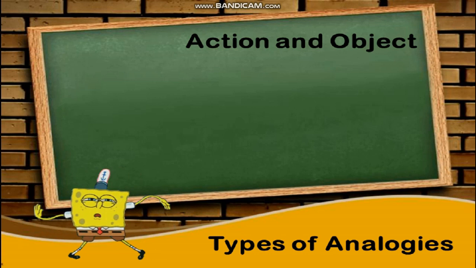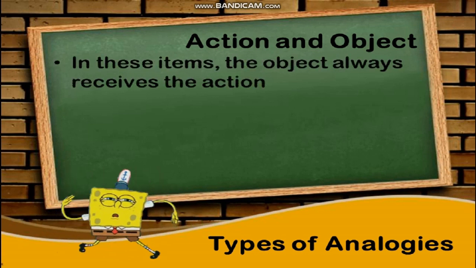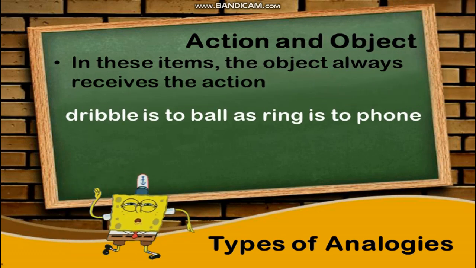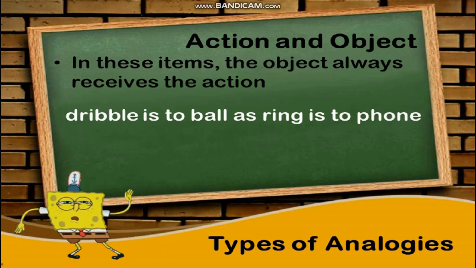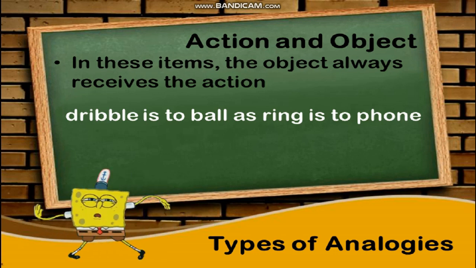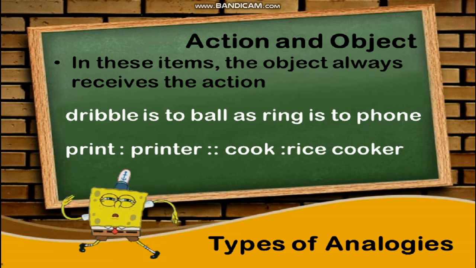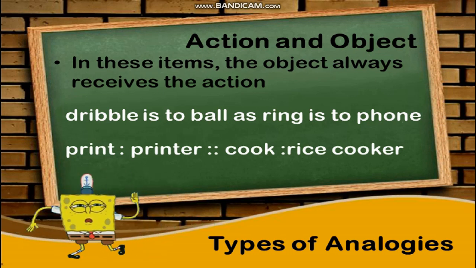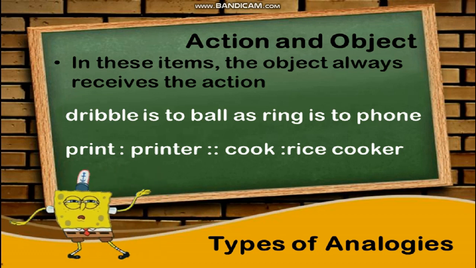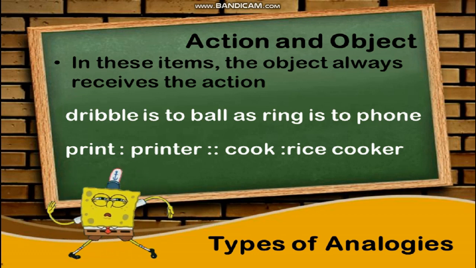Another type of analogy, action and object. In these items, the object always receives the action. Example, dribble is to ball as ring is to phone. Dribble is the action performed on the ball as ring is the action performed on the phone. Another one, print is to printer as cook is to rice cooker. Print is performed by the printer as cook is performed by rice cooker. Again, this type is action and object.